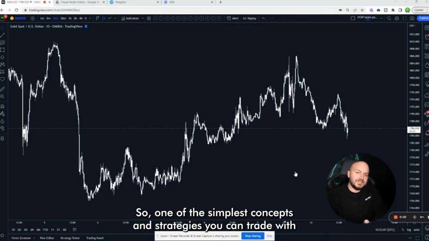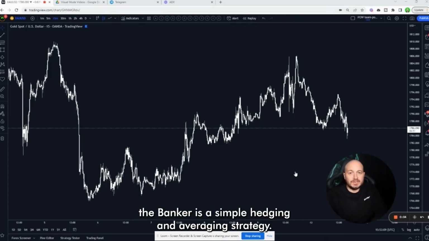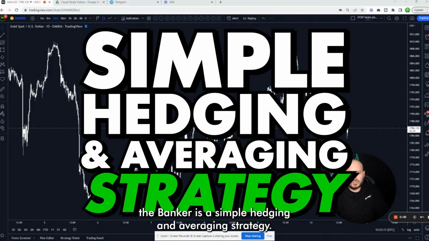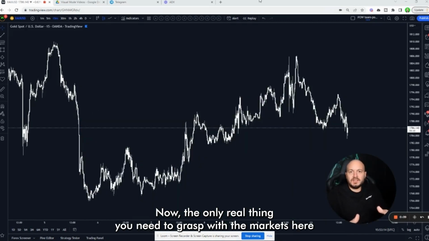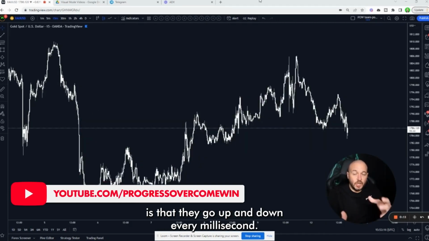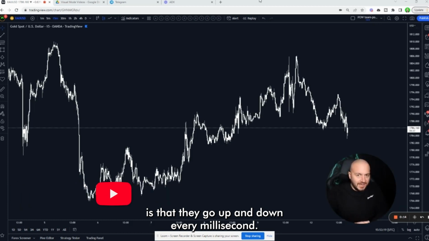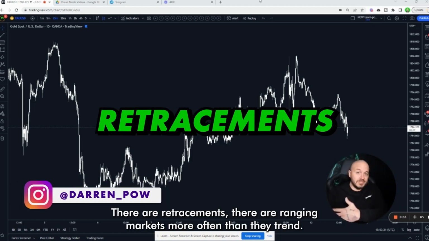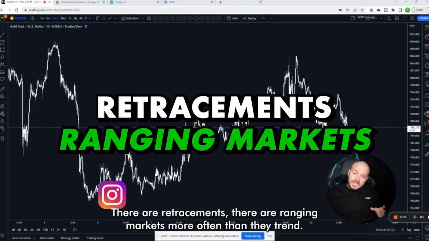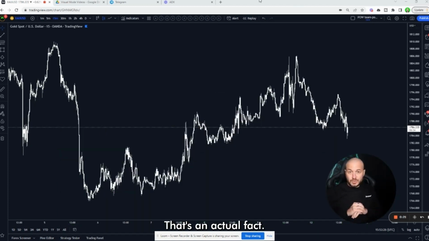Right, so one of the simplest concepts and strategies you could trade with the banker is a simple hedging and averaging strategy. Now, the only real thing you need to grasp with the markets here is that they go up and down every millisecond. Markets are going up or down. There are retracements, there are ranging markets more often than they trend. That's an actual fact, okay?